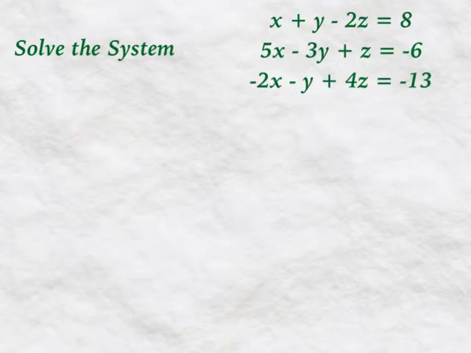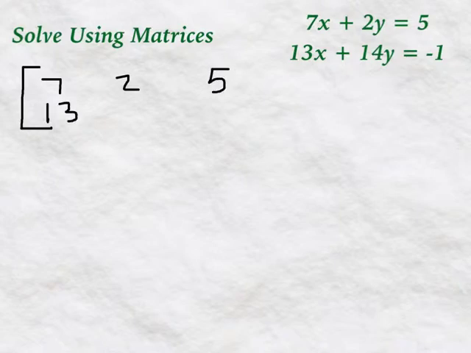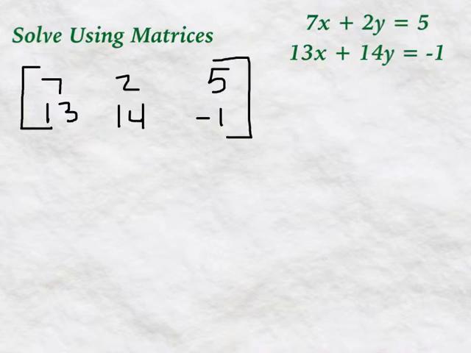I don't have time to go through solving systems with 3 variables, but you will need to be able to do that using elimination and substitution. Solving using matrices, remember we need to put it first in a matrix. This is a 2 by 3 matrix. And then we need to try to get everything to cancel out.